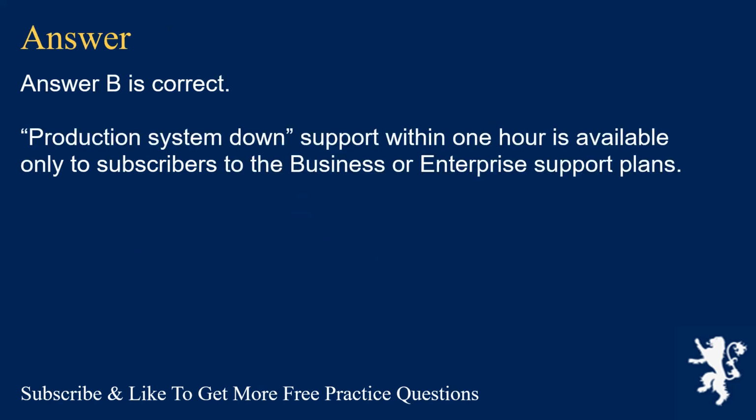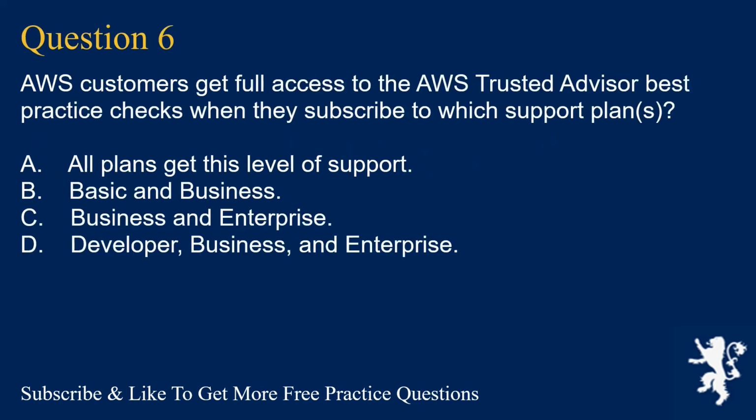Answer B is correct. Production system down support within 1 hour is available only to subscribers to the Business or Enterprise support plans. Question 6. AWS customers get full access to the AWS Trusted Advisor best practice checks when they subscribe to which support plans? A. All plans get this level of support. B. Basic and Business. C. Business and Enterprise. D. Developer, Business, and Enterprise.